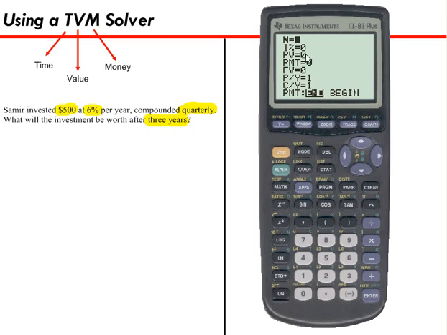The first one flashing is N. It's the number of years that the investment is growing. Well, that's given as 3 in the question. So I'll type in a 3 and hit enter. I is the interest rate given as a percent. No need to convert to decimal here. I can just punch in the number I see there, which is 6. That's great. PV is the present value, or the principal.